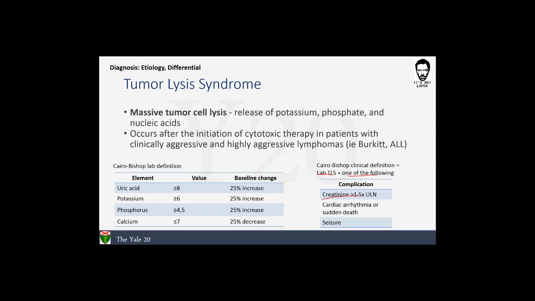And so it's creatinine that's bumped up, if you have new arrhythmias or even sudden death, and if you have seizures. Of note, the one that you really want to worry about is hyperkalemia because of the cardiac arrhythmias, and you can end up having cardiac arrest from that.